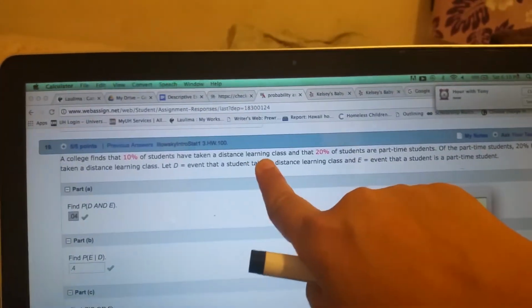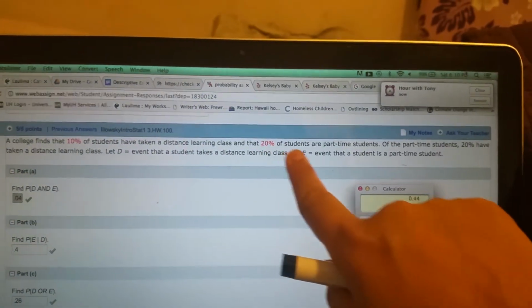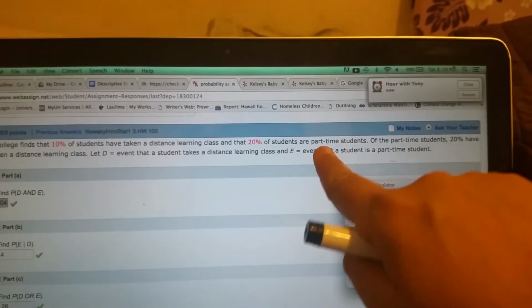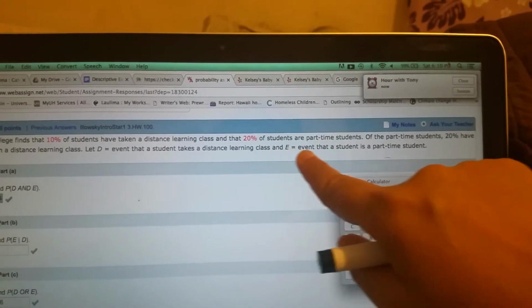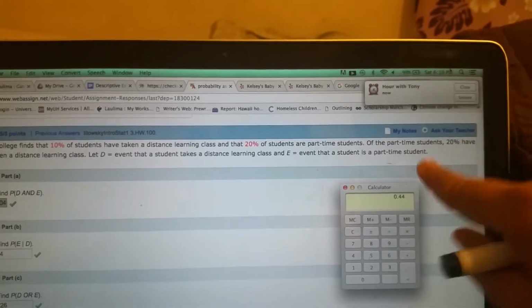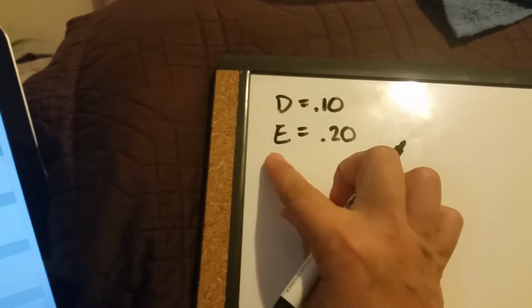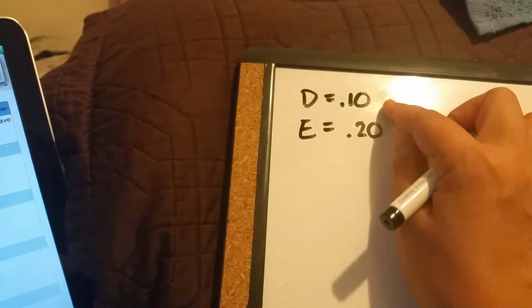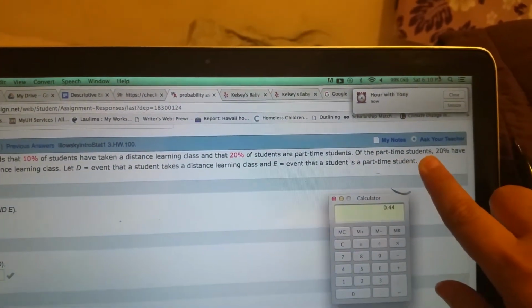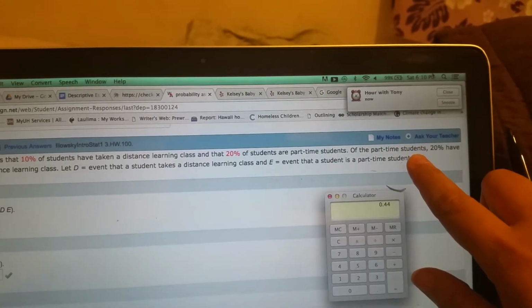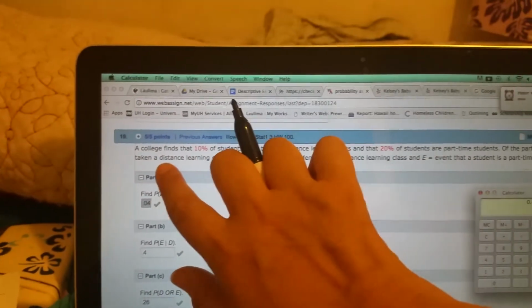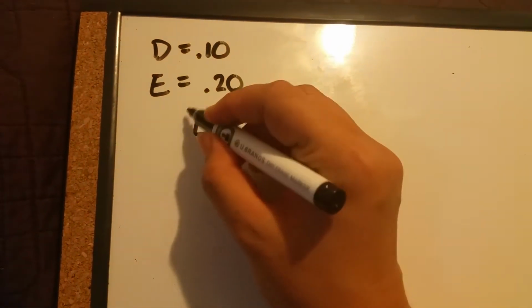10% of the students have taken that distance learning class. Okay, 20% of students are part-time. Now we are part-time students. This says E equals the event that a student is a part-time student. So I'm going to write E equals, because I have 20%, my part-time students are 20%, the distance learning class, there's 10%. Okay, next clue. Of the part-time students, which is the main event, 20% have taken a distance learning class. Okay, so what's the event? Part-time students.